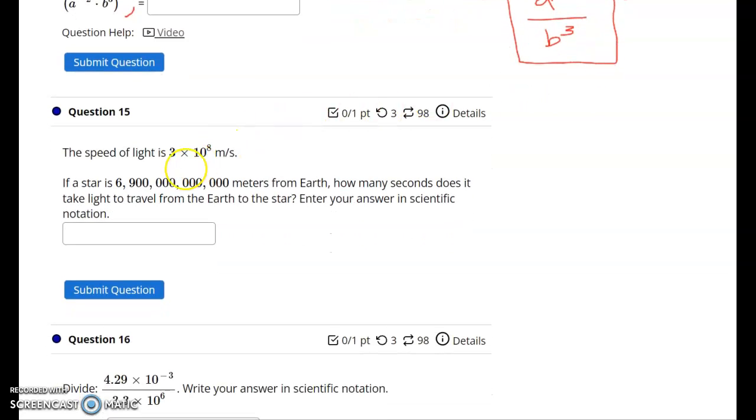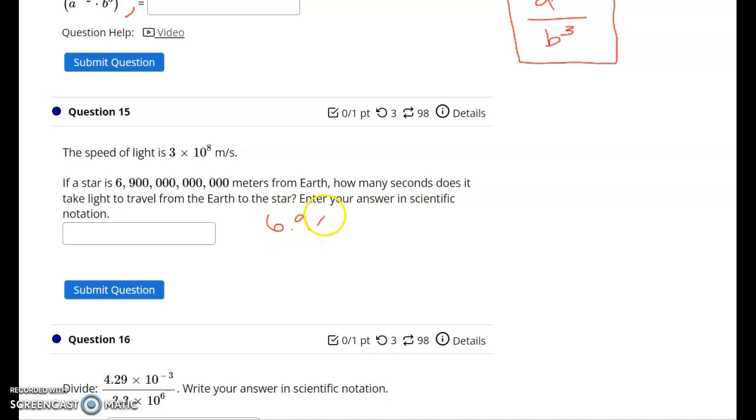The speed of light is 3 times 10 to the 8th. If a star is, what is that, trillion? 6,900,000,000,000? Let's see, that's millions, billions, yeah, trillions. How many seconds does it take light to travel from Earth to the star? Okay, well notice this is in meters, right? Actually, first, let's go ahead and write this in scientific notation.